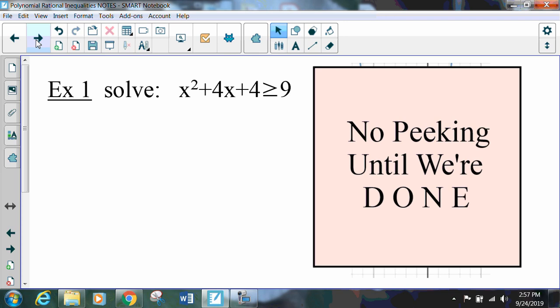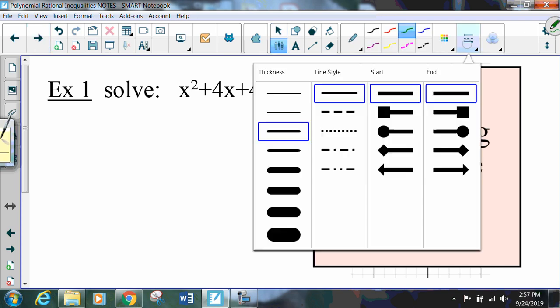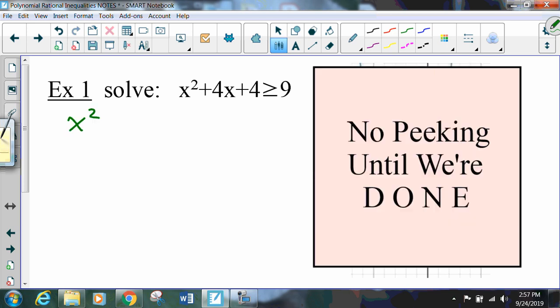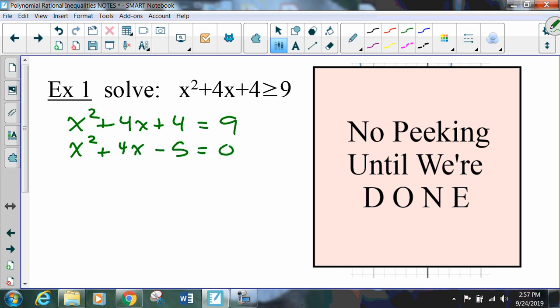Could we solve this if we looked at x squared plus 4x plus 4 equal to 9? We could, this is manageable, right? So we're going to start someplace that's manageable. We're going to subtract 9 from both sides. We get x squared plus 4x minus 5 equals 0. We realize we can factor that, and set each factor equal to 0.